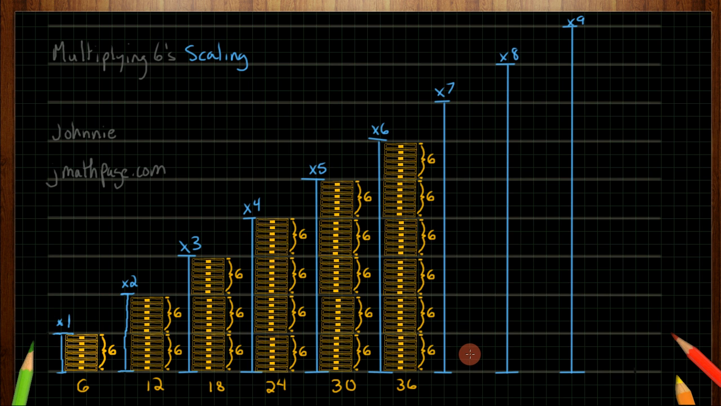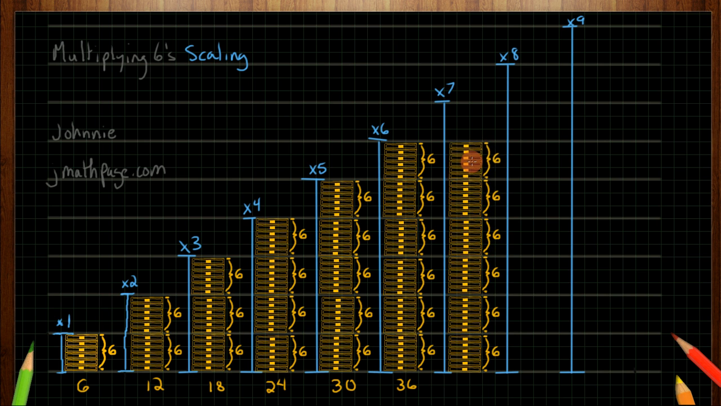7 stacks of 6 boxes. 1, 2, 3, 4, 5, 6, 7. So tall. How many boxes altogether? 6, 12, 18, 24, 30, 36, and 6 more, 42. That's a lot of boxes. So this stack has 7 times as many boxes altogether as our first stack.